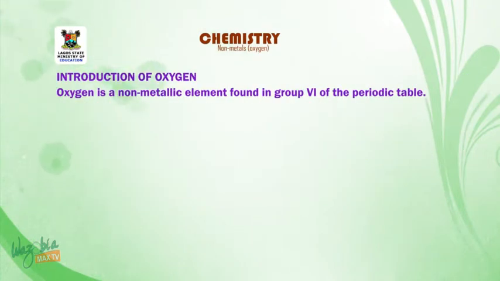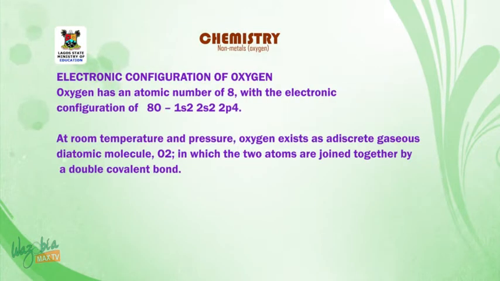Introduction of oxygen. Oxygen is a non-metallic element found in group 6 of the periodic table. Electronic configuration of oxygen. Oxygen has an atomic number of 8 with the electronic configuration of 1s2, 2s2, 2p4. At room temperature and pressure, oxygen exists as a discrete gaseous diatomic molecule, O2, in which the two atoms are joined together by a double covalent bond.